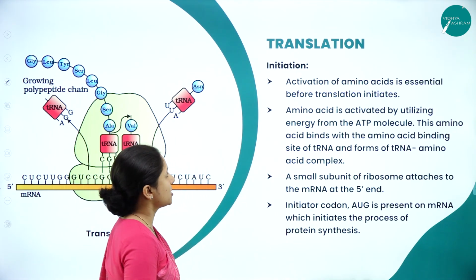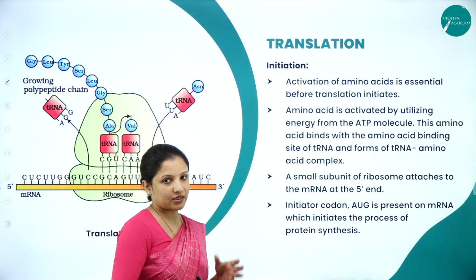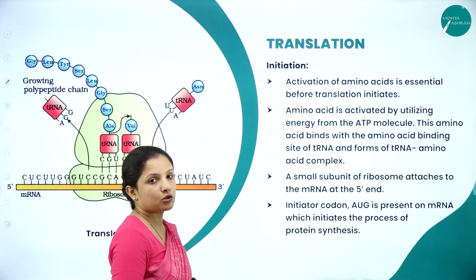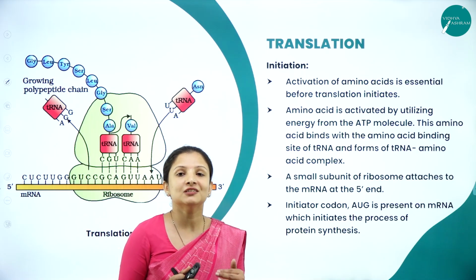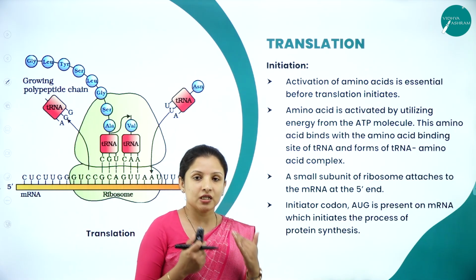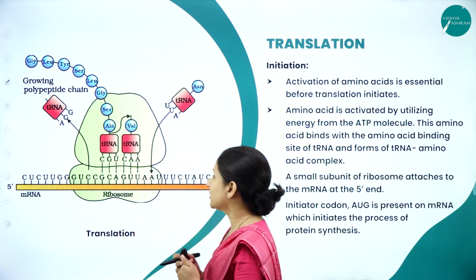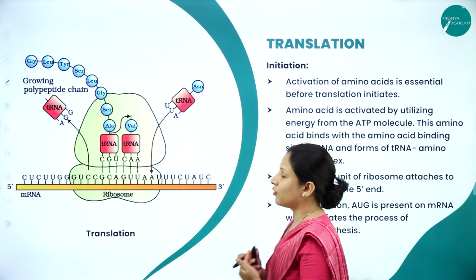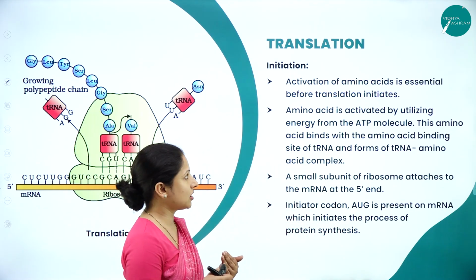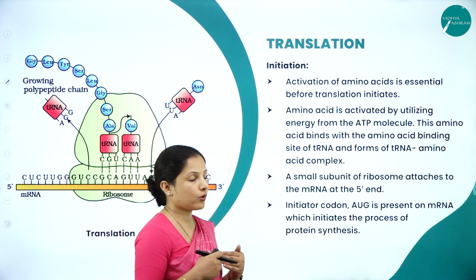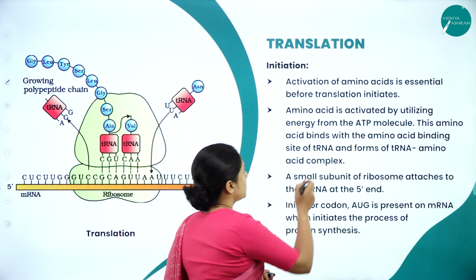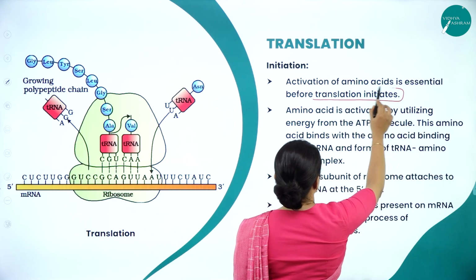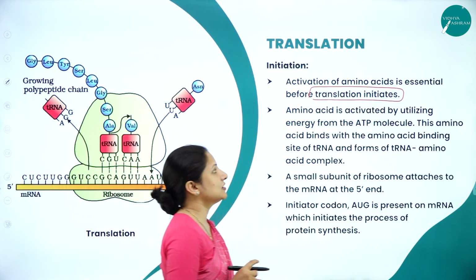In translation, there are different steps involved. The first step that we'll talk about is initiation. Initiation means initiating something or starting something. So initiation here is the starting, wherein the production of the protein will start, wherein the tRNA will go and bind. The activation of amino acid is essential before translation starts. So the amino acid is activated.